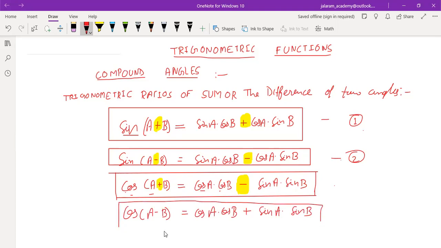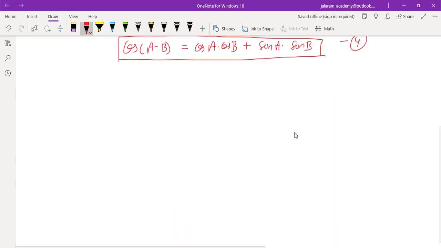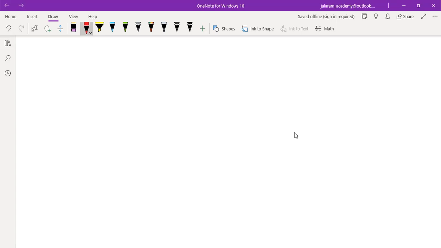So repeat all formulas thrice with me. The first is sin A plus B equals sin A cos B plus cos A sin B. Sin A minus B equals sin A cos B minus cos A sin B.